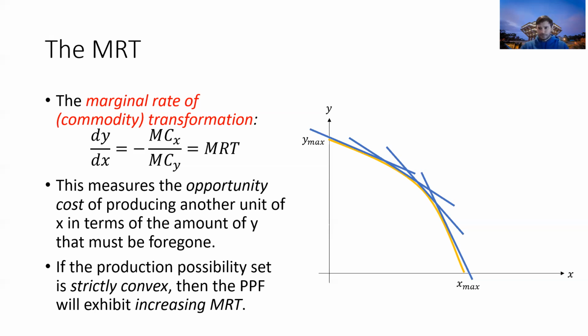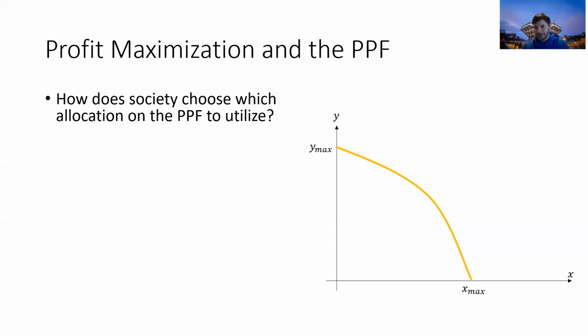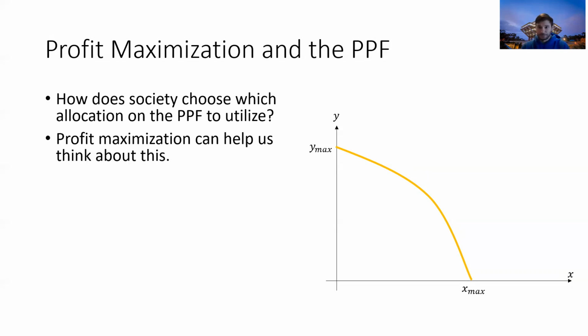All right, now, how does a society decide where they want to produce on the production possibilities frontier? Which allocation should we choose? And the answer to that really has to do with the firms. Which point will the firms decide to choose? How much Y will they produce versus X, given that there's a resource constraint between shifting production to Y and X? And the answer to this has to do with profit maximization.